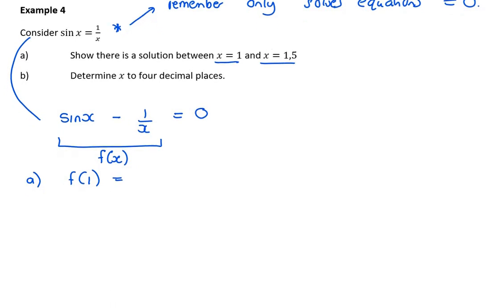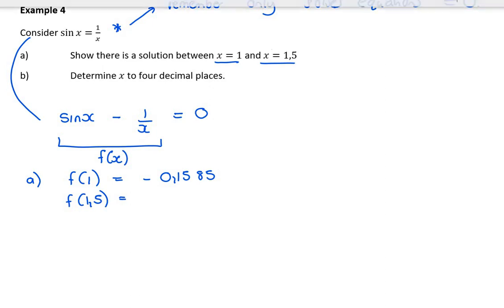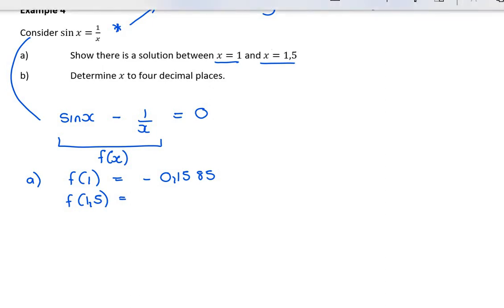So if I go sine of 1, and if you don't work in radians, you would get a really bizarre answer, and then minus 1 over 1. And I get an answer of negative 0.1585. And what is the function value at 1.5? And again, just make sure you're in radians. Sine of 1.5 minus 1 divided by 1.5, and guess what? You get a positive.